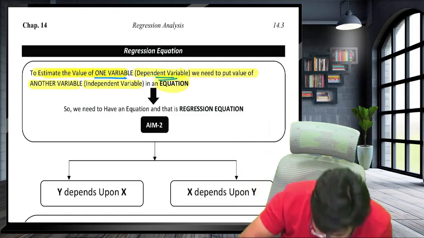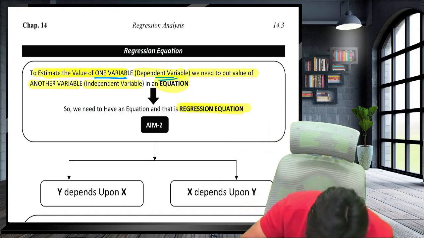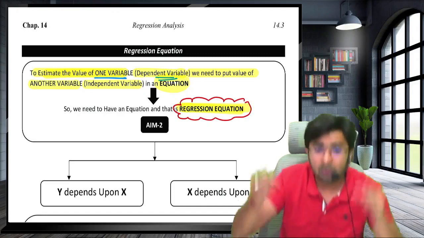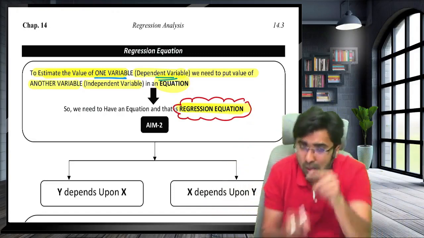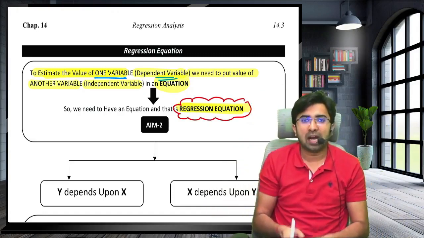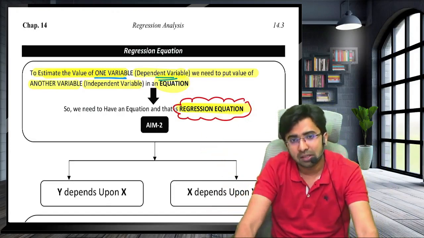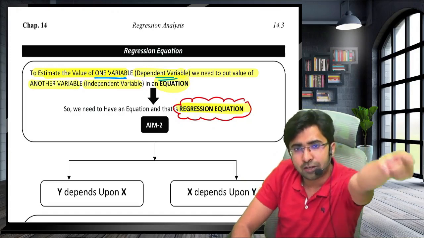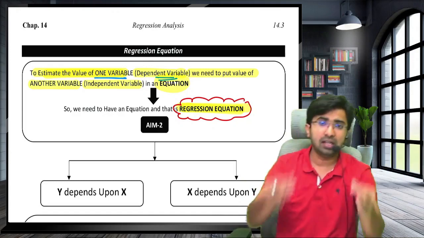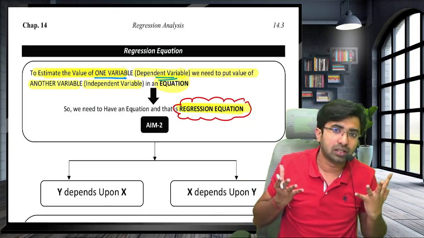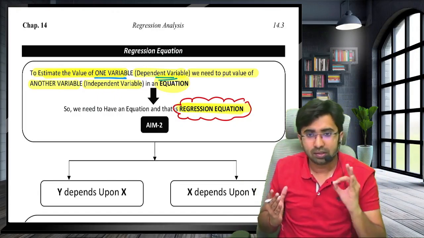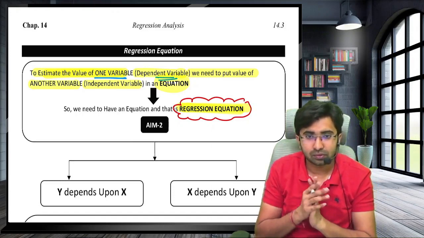Sir, here comes the origin of the new aim, that is the regression equation. Because without an equation, I cannot put the value of one variable and get the value of another variable. Can I say I cannot achieve my final aim unless I have the equation? Say yes or no. Guys, fast.